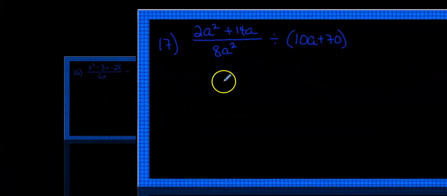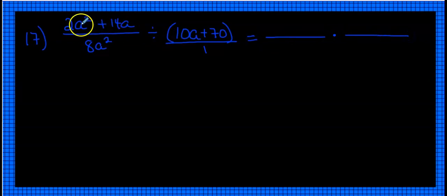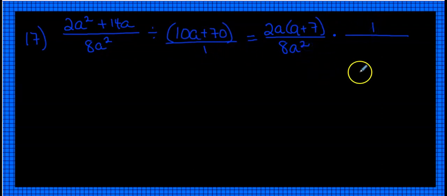So this divisor is not written as a fraction, but I can write it as a fraction. I can write anything as a fraction by putting it over 1. So that makes it easier to flip it over if I think about it that way. So let's go ahead and rewrite as a multiplication problem. And I'm going to go ahead and factor these as I go. I'm going to take out a 2a. That's going to be a plus 7. This stays the same. And remember the 1 goes here. And the 10a plus 70, I'm going to take out a 10.